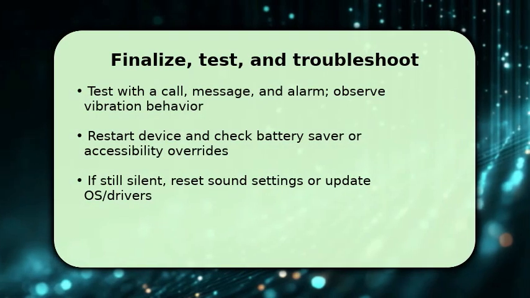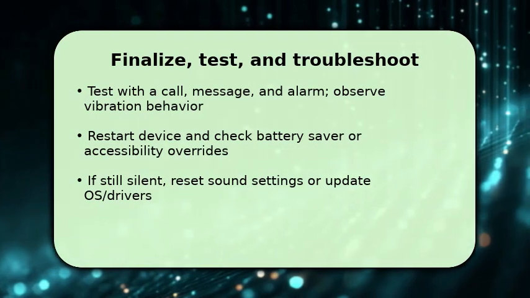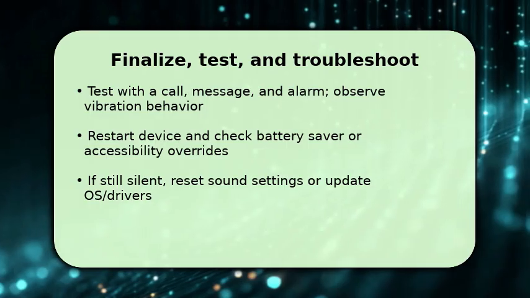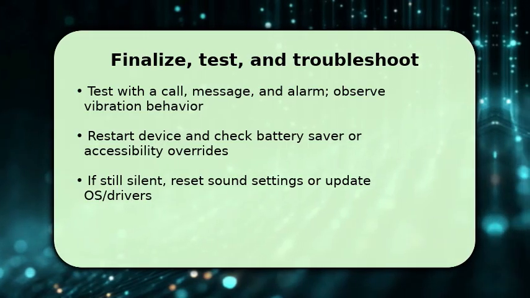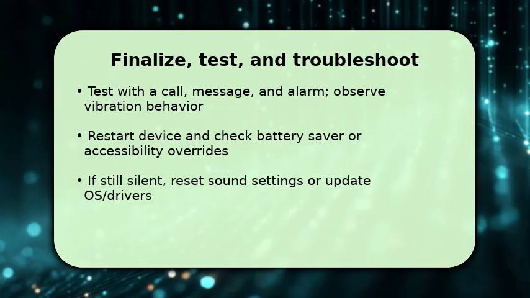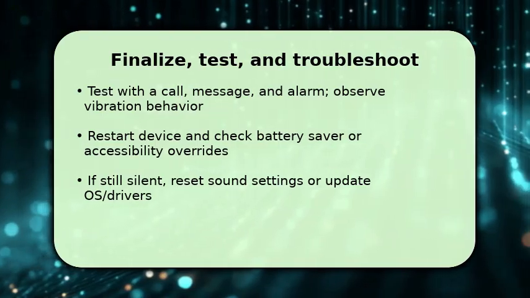You finish by testing. Place a call, send a message, and trigger an alarm to confirm vibration works while the ringer is off. If it fails, restart the phone and then check battery saver, do not disturb schedules, and accessibility settings.